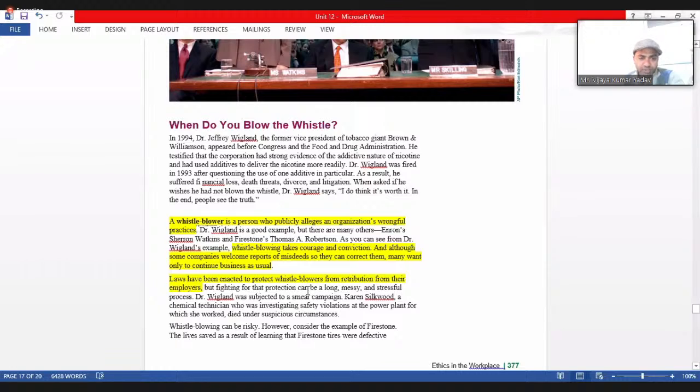Laws have been enacted to protect whistleblowers from retribution from their employers. Those laws protect whistleblowers from revenge, because if whistleblowers point their fingers at the people who do the wrongful practices in the company, those people may take revenge. That's why there are laws to protect whistleblowers.